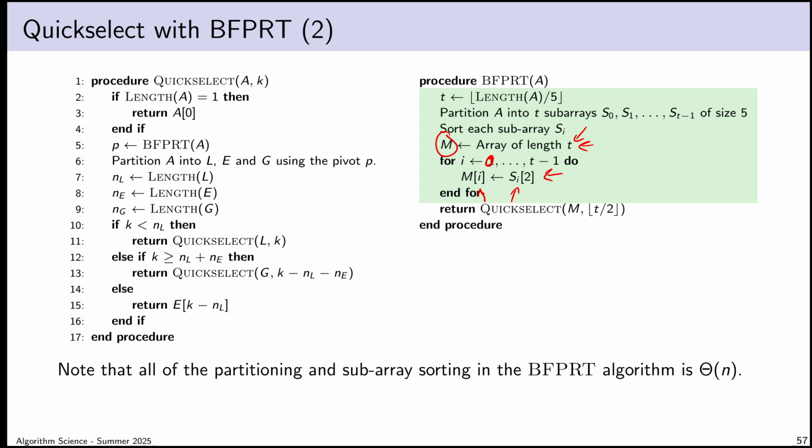median. So of course, the subarrays have size 5, which means index 2 will be their median after I've sorted it. And then, to get the pivot, I just call Quickselect on that. And I ask for index t over 2, which would be the middle of this array of medians, my median of medians. And that's my BFPRT pivoting procedure. It's really bizarre, but it does do the trick.